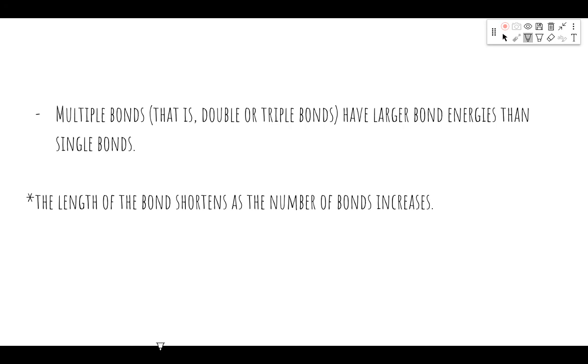Also, last thing, multiple bonds, so those are your double bonds or your triple bonds, have larger bond energies than single bonds, right? So the length of the bond shortens as the number of bonds increases. So a triple bond is the shortest of the 3 bonds, the double bond is a little bit longer, and the single bond is longest.